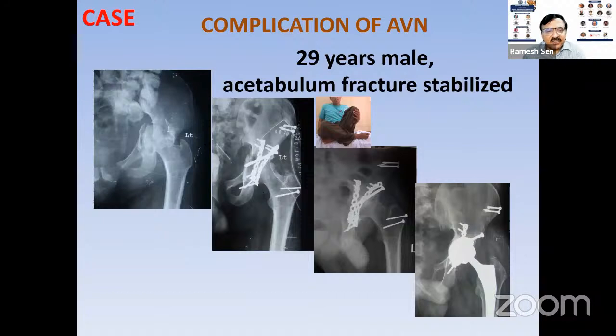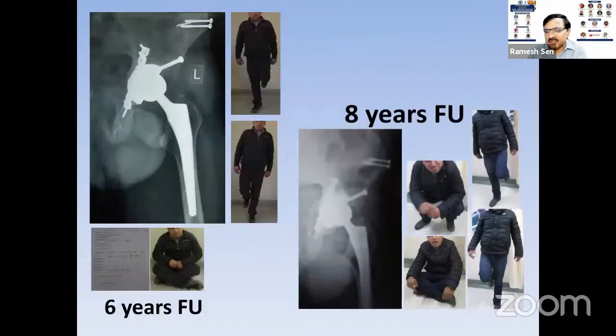This is another case where there is a comminution. It has been stabilized with plates. And you see the avascular necrosis has happened in this case, and you go for a reconstruction. Again, that is not a bigger issue and it can be done. And this is the 8-year follow-up of that case.